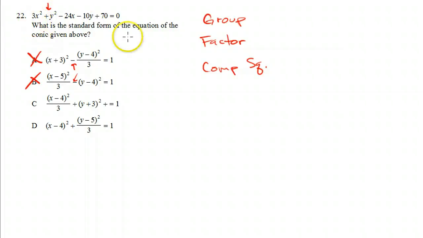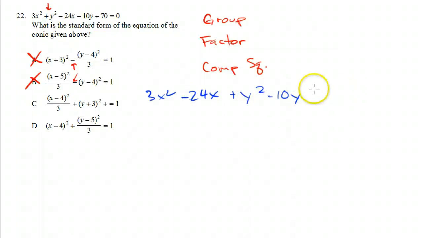The first thing I'm going to do is group the x's and y's. So my x's, I have 3x squared, I have minus 24x. Then I'm going to get my y's. So that's y squared minus 10y. And we're going to move that 70 to the other side. And so there we go. The x's are grouped, the y's are grouped.